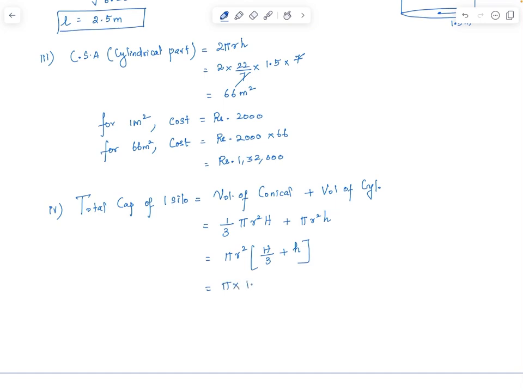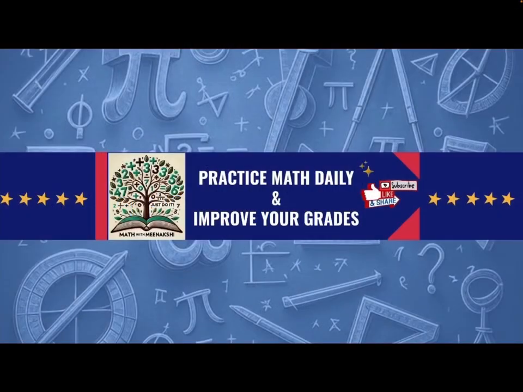Pi times 1.5 square into 2 by 3 plus 7, which is 3.14 into 1.5 square into 23 by 3. On calculating this, we get 54.19 meter cube.